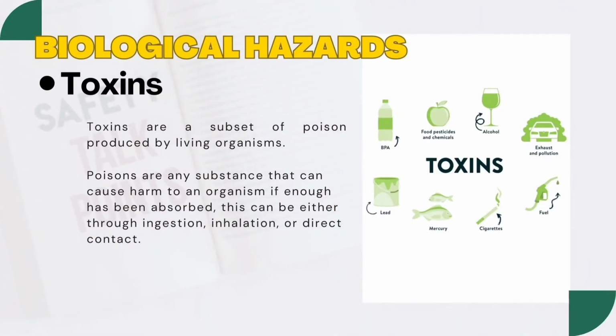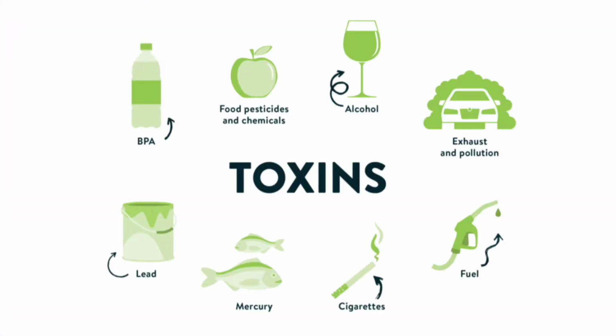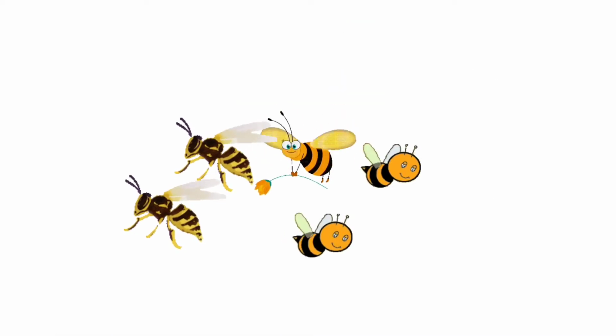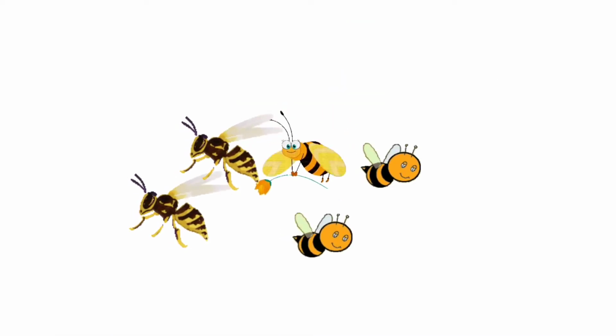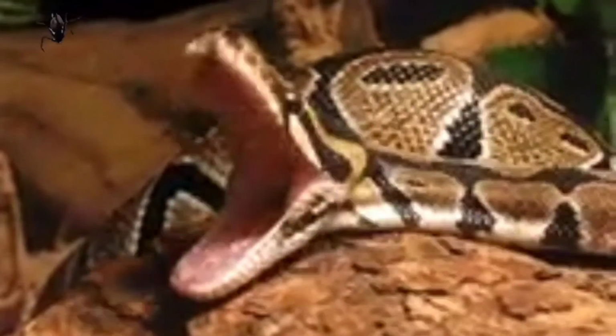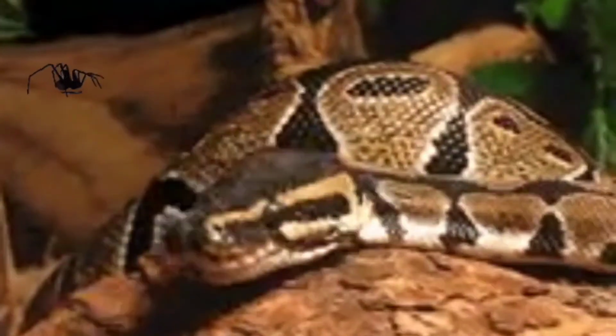Toxins from biological sources. Toxins are a subset of poison produced by living organisms. Poisons are any substance that can cause harm to an organism if enough has been absorbed. This can be either through ingestion, inhalation, or direct contact. Many organisms produce toxins either as a defense mechanism or for predation. They tend to be produced by bacteria, fungi, plants, insects, and animals. Toxins can be present in a variety of workplace settings. Venomous insects such as bees and wasps can nest in any number of workplace buildings and can potentially sting workers. In many countries, snakes and spiders are highly venomous, so can be a threat to workers.